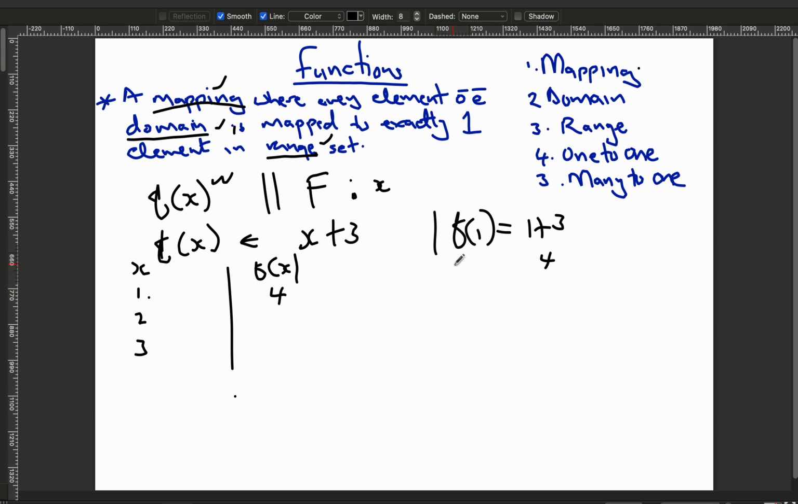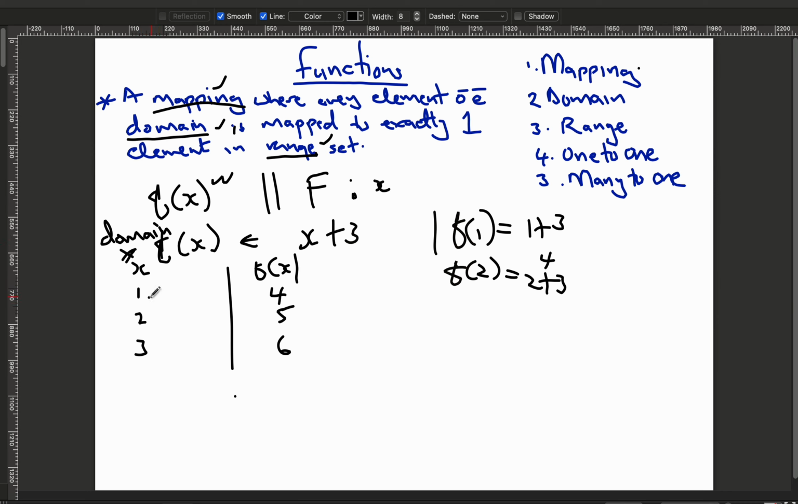When x is equal to 2, that's f of 2. F of 2 now is going to be equal to 2 plus 3, which is going to be giving me a 5. F of 3 is going to be giving me a 6. So this is the set of my input values. So we call this now the domain. So domain means the set of my input values.